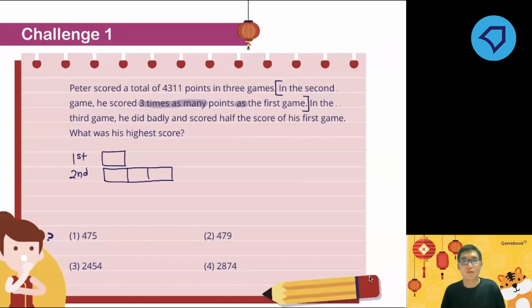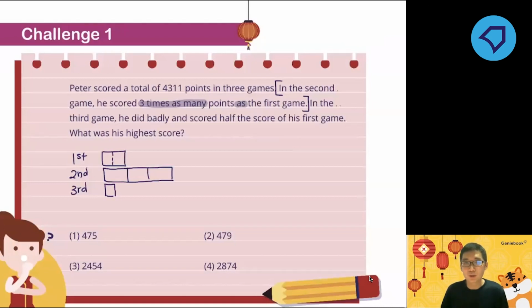Okay, now we are left with the third game. Let's see how we can add in the model for that. So according to the question, he did badly for the third game and only scored half the score of his first game. Now, we have the model for the first game here already. It's 1 unit. So for the third game, I must cut it by half, cut it into 2. All right, so I'm going to cut it into 2. And for the third game, it's only this much. Okay, all okay with the model so far?